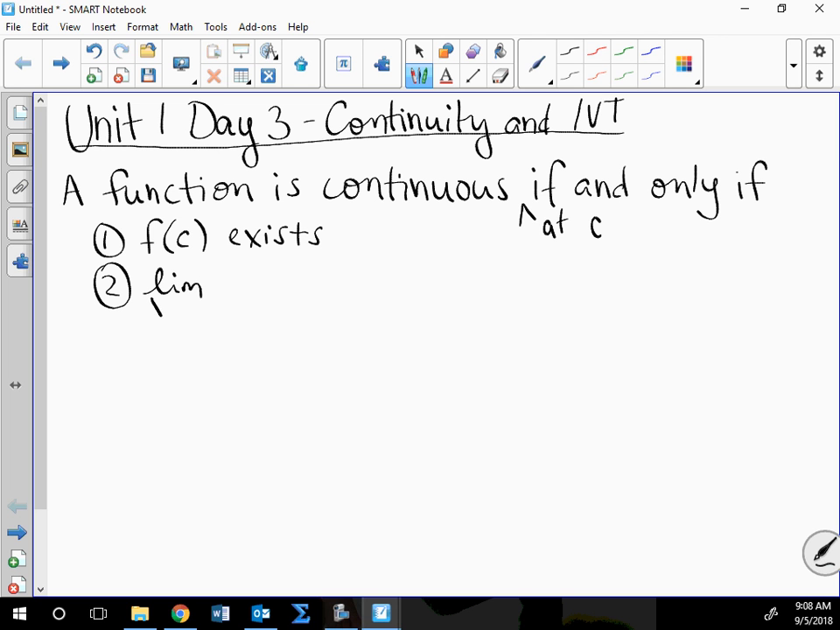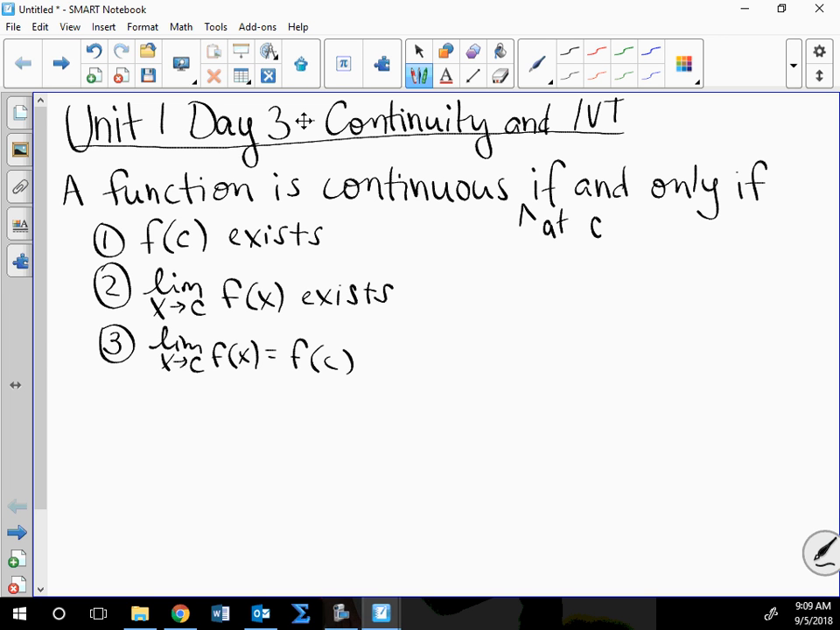The limit as x approaches C of f of x exists. So the function is defined at that point, the limit exists at that point. And then the most important piece is that the limit as x approaches C of f of x equals f of C. So 1 must be true, 2 must be true, and the third step is that 1 is true.